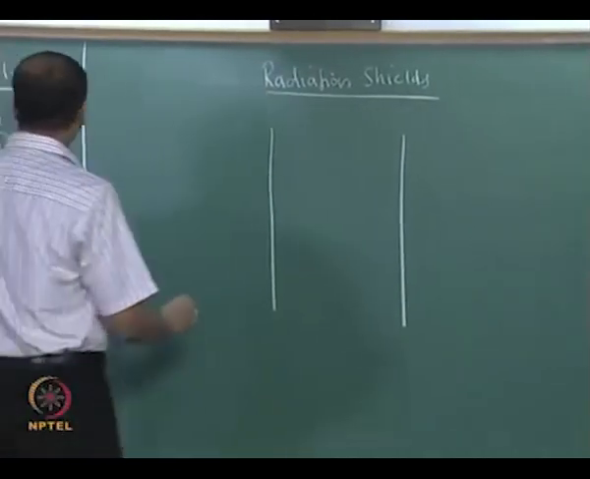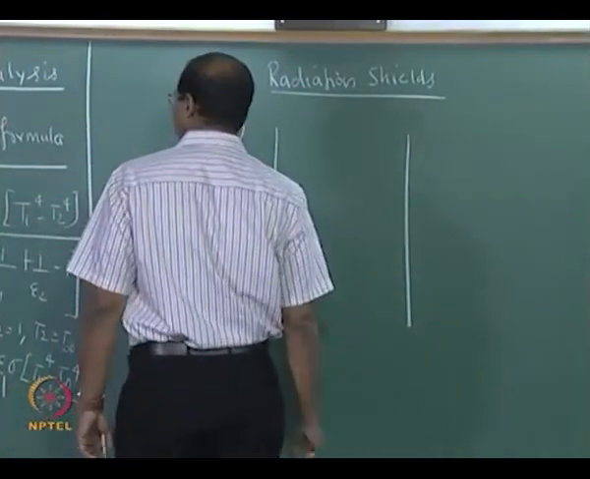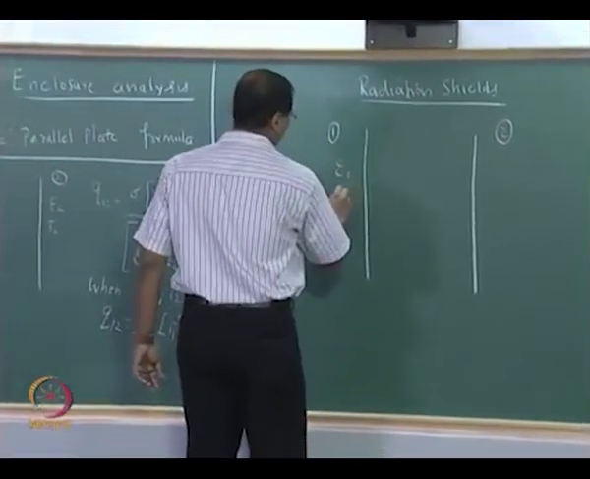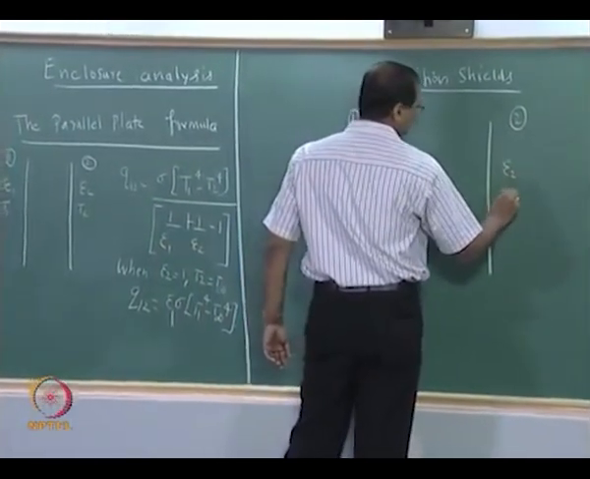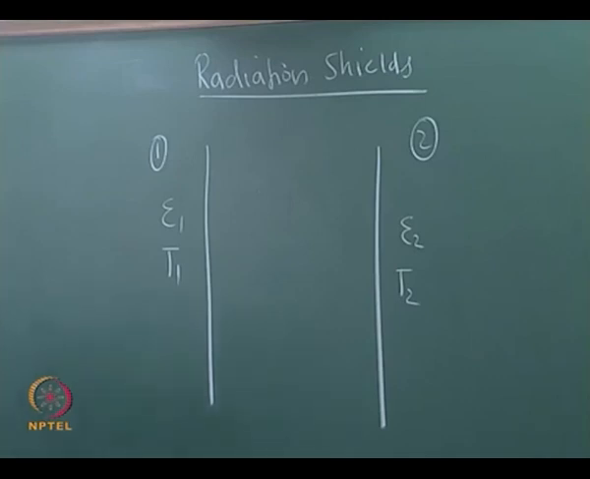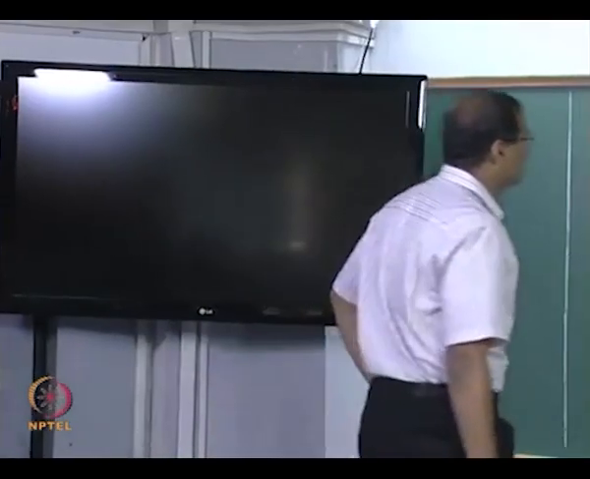So consider two vertical, infinitely deep, infinitely long parallel plates which are at temperatures T1 and T2 respectively, with hemispherical spectral emissivities epsilon 1 and epsilon 2. The intervening space is evacuated, that means there is vacuum in between. In the absence of any shield or any medium in between, or in the presence of a radiatively transparent medium, you have already derived the radiation heat transfer between the two surfaces. Now I insert a shield.